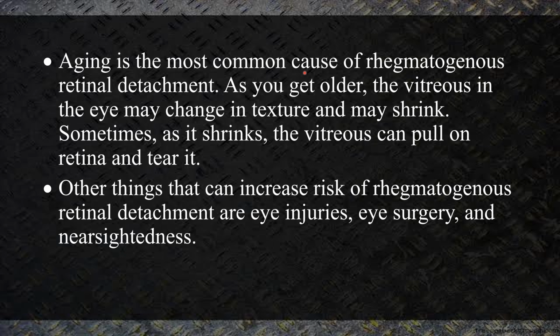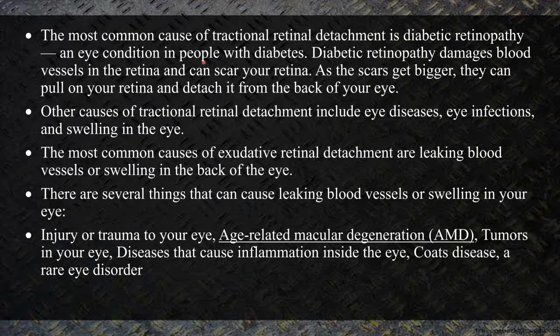Aging is the most common cause of rhegmatogenous retinal detachment. Why? Because as you get older, the vitreous in the eye may change in texture and may shrink. Sometimes as it shrinks, the vitreous can pull on the retina and tear it. Other things that can increase the risk of rhegmatogenous retinal detachment are eye injuries, eye surgery, and nearsightedness, that is myopia.